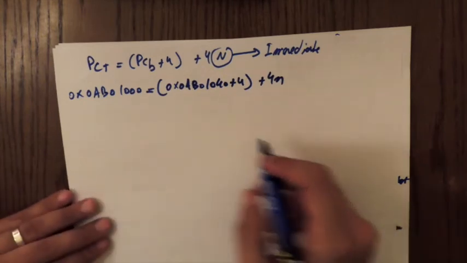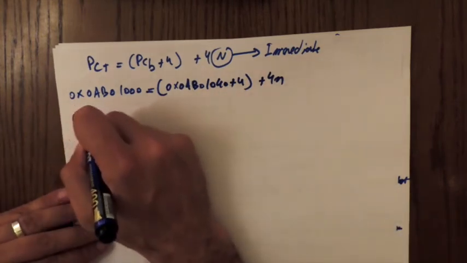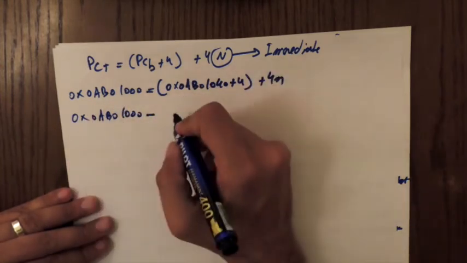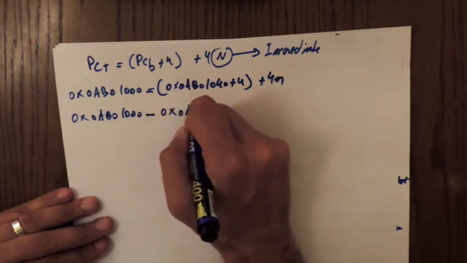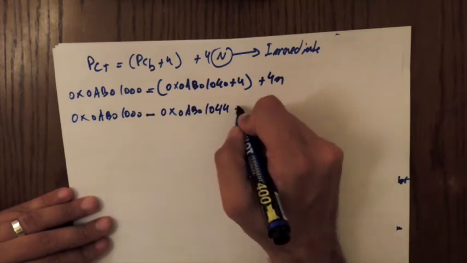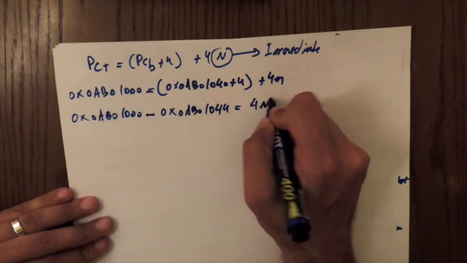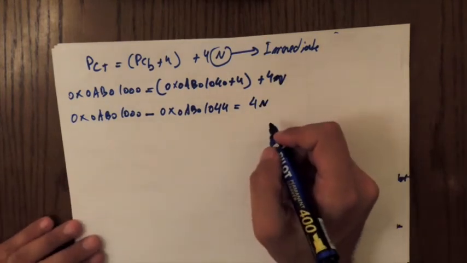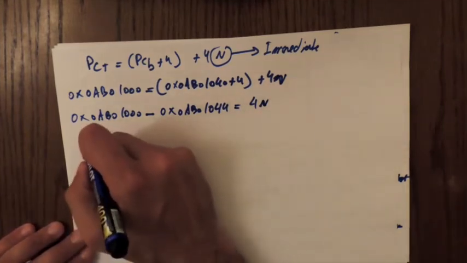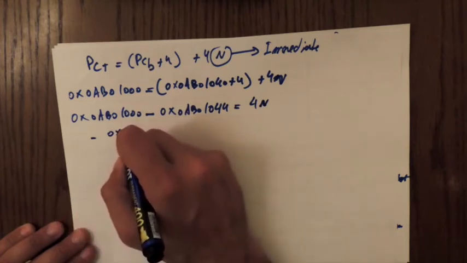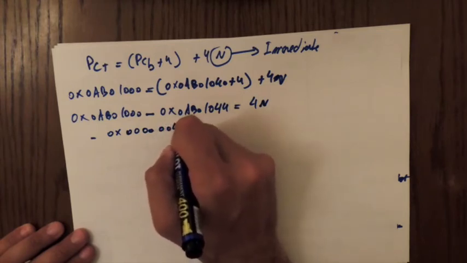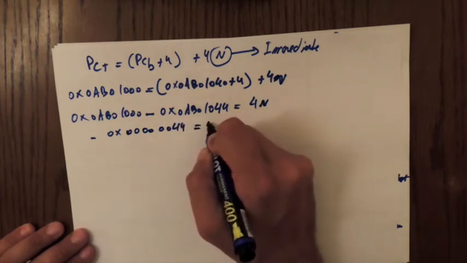And now if I go ahead and do the additions, it's going to be 0x0AB01000. I'm going to add and subtract and take it to the other side: 0x0AB01044. Okay, this is going to be equal to 4n. You can use the same terminology. So now if I subtract these two, I'm going to have minus 0x0AB01044, and this is going to be equal to 4n.